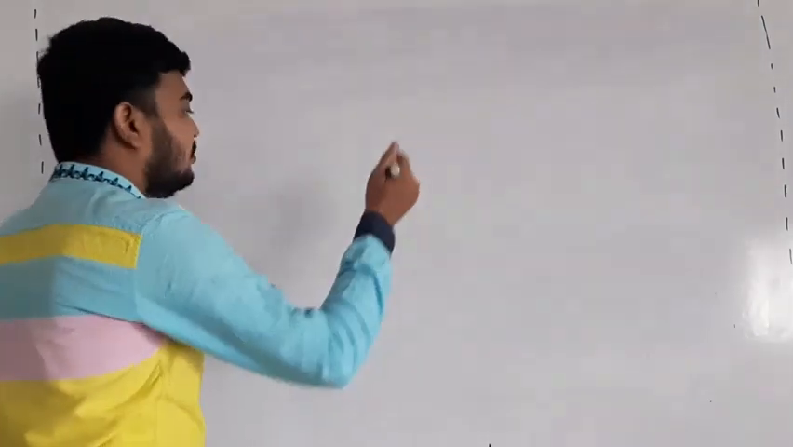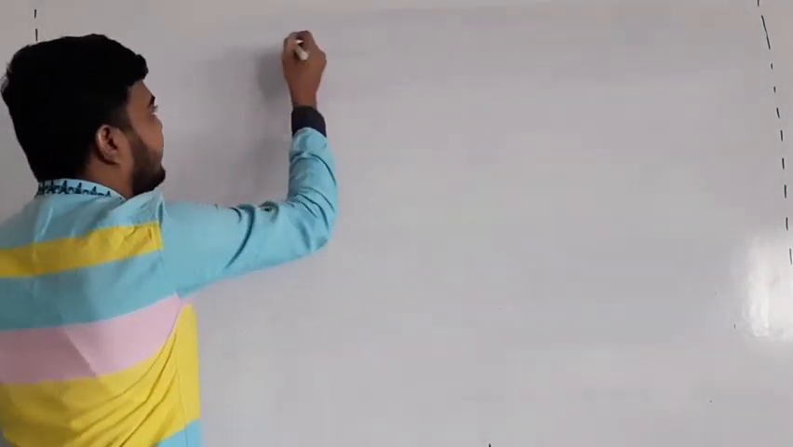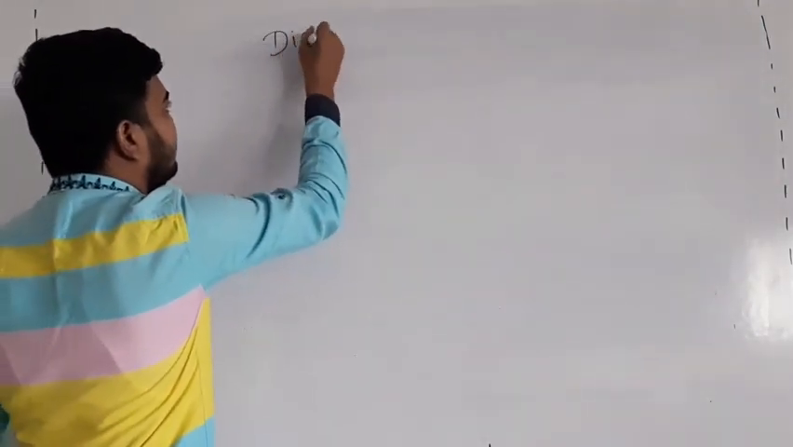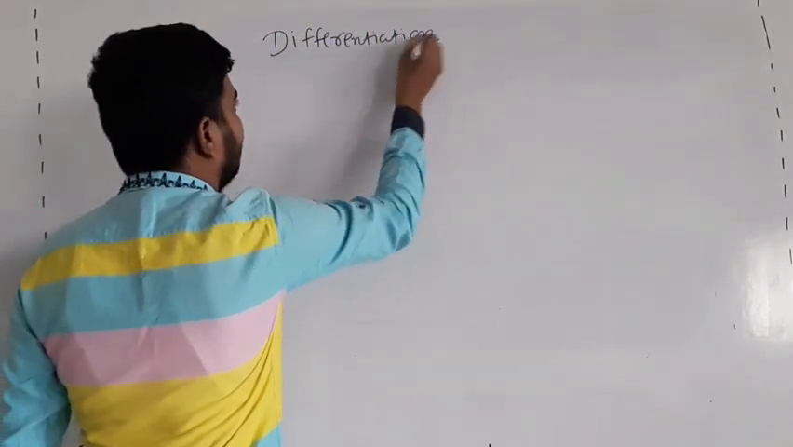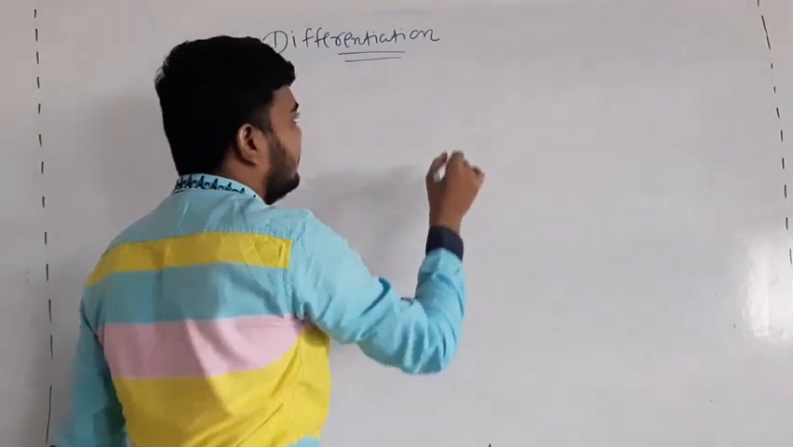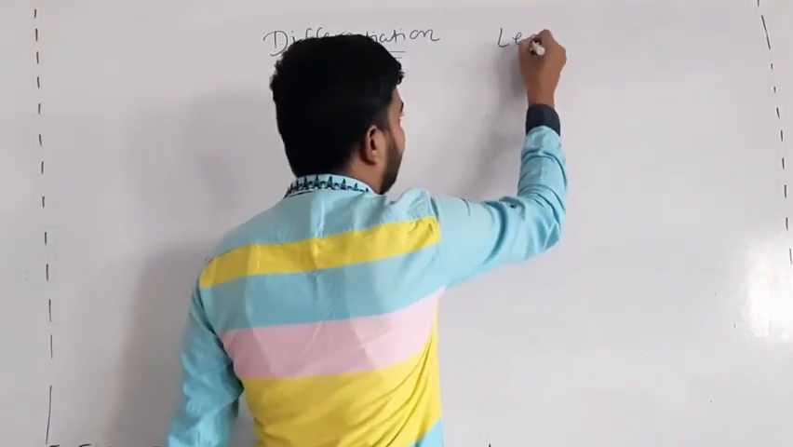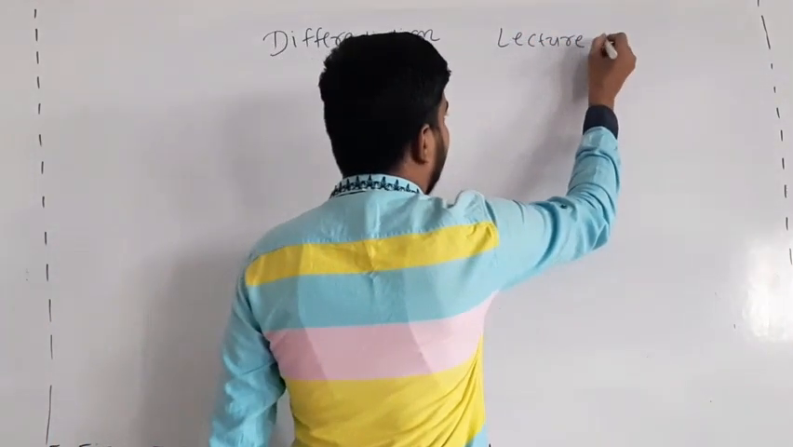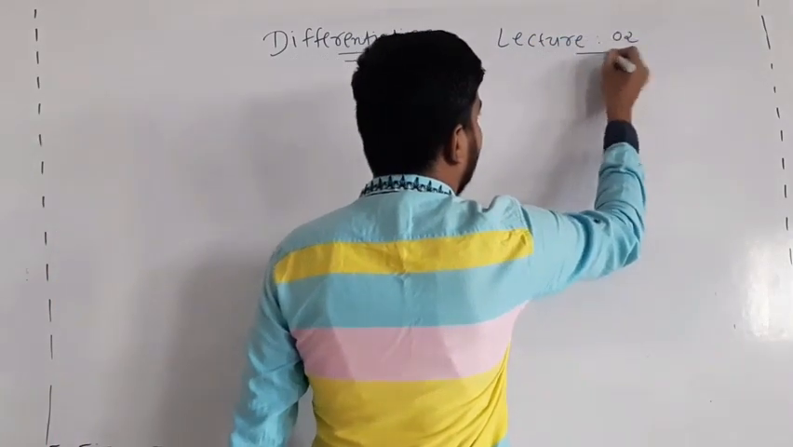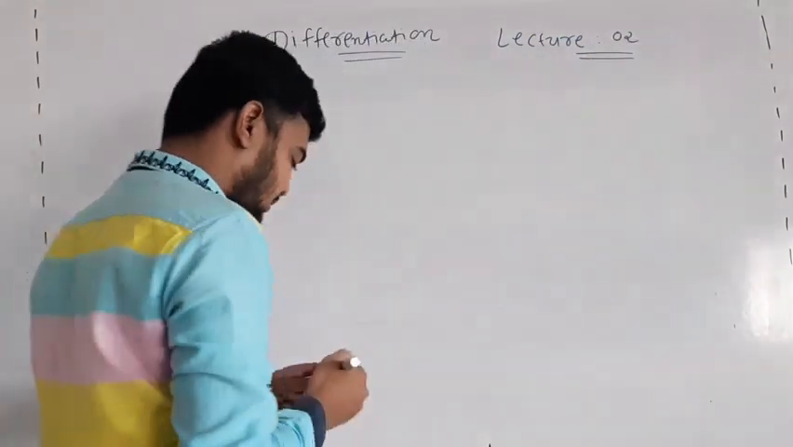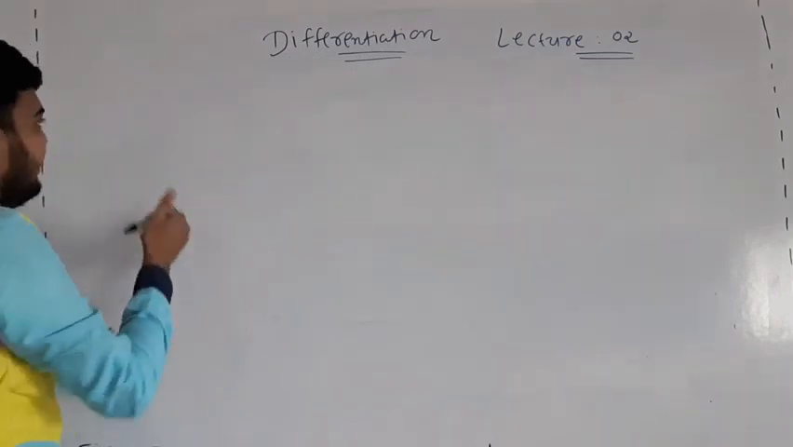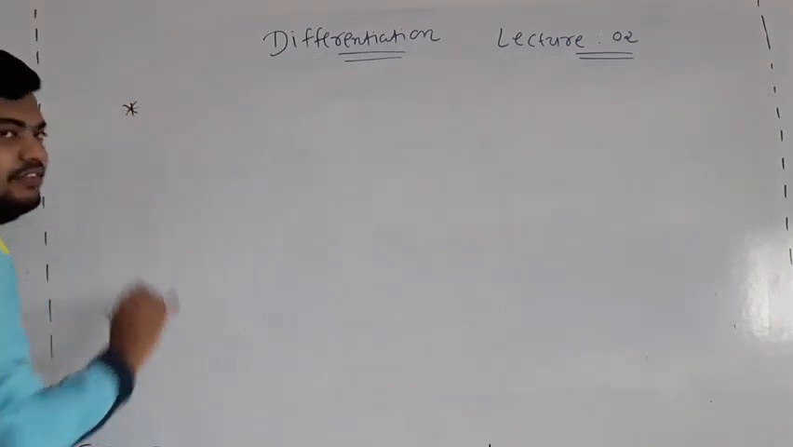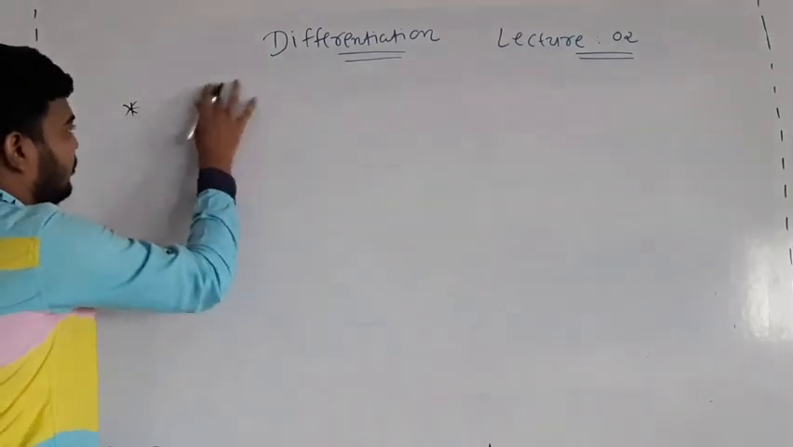So, the chapter is differentiation and the lecture number is 2. Okay, today we discuss the derivative of composite function. Okay, today's topic is what beta?